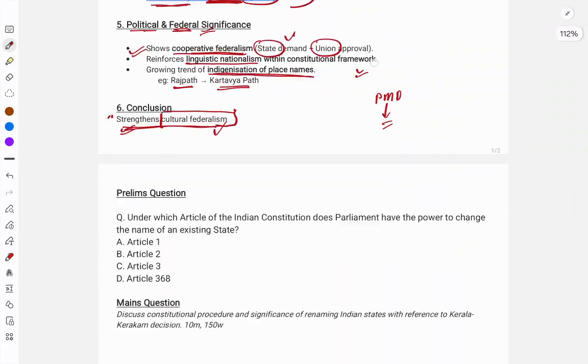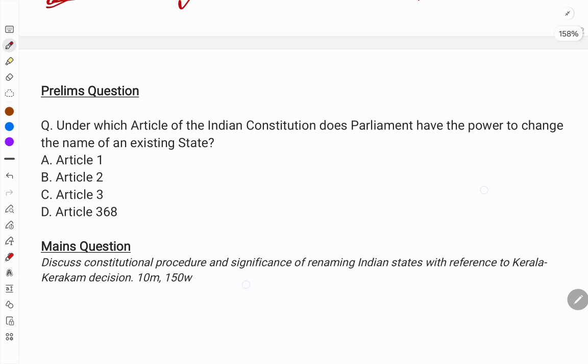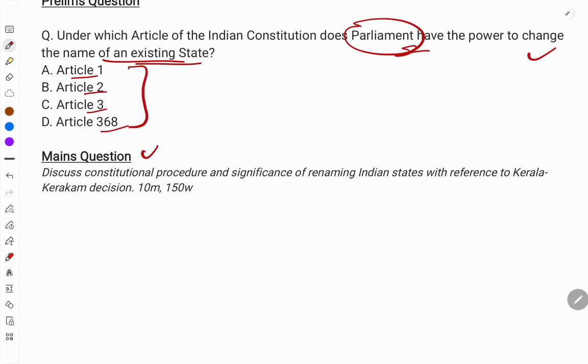Based on this discussion, try to solve this question. Under which article of the Indian Constitution does Parliament have the power to change the name of an existing state? The options are Article 1, Article 2, Article 3 and Article 368. You need to comment what is the right answer. One mains question also you can attempt: discuss the constitutional procedure and significance of renaming Indian states with reference to the Keralam decision.